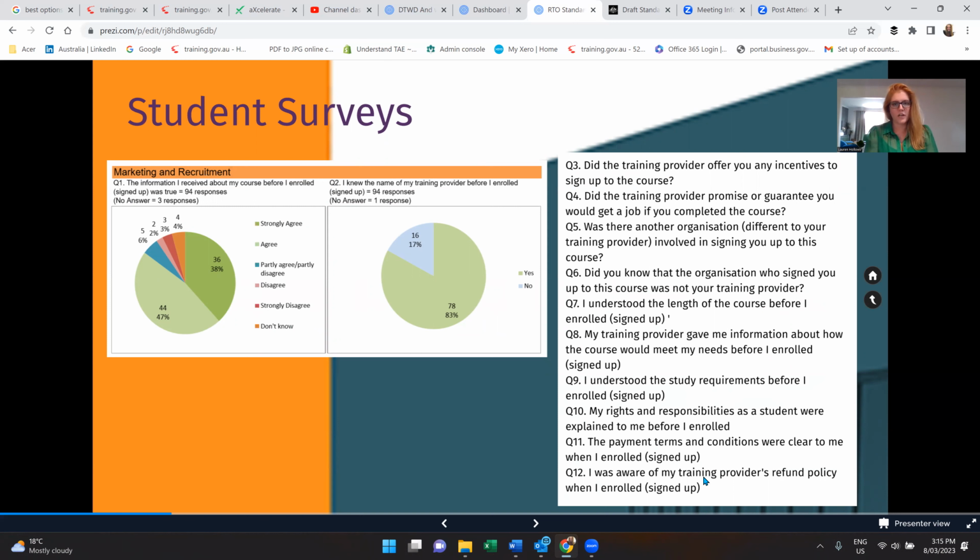I wouldn't imagine they would have changed that much, but things like, did the training provider offer you incentives? Did the training provider promise or guarantee you would get a job? You cannot do that. Was there another organization involved in signing you up, third-party arrangements? Did you know the organization who signed you up for this course was not your training provider? My training provider gave me information that would meet my needs. I understood the study requirements. I understood the payment terms, all of this sort of thing, okay?